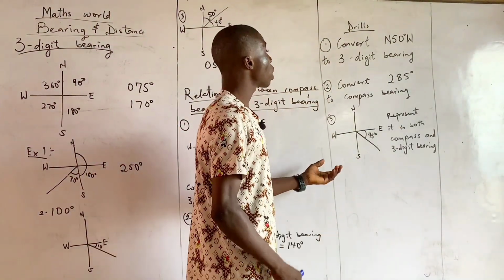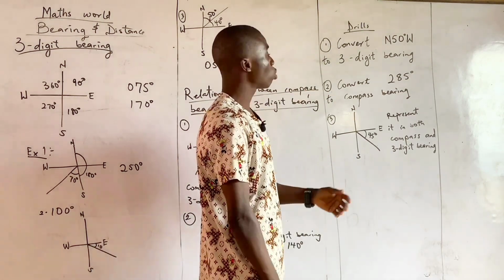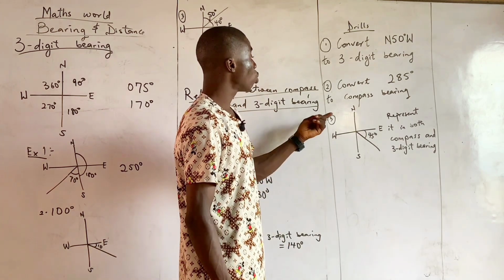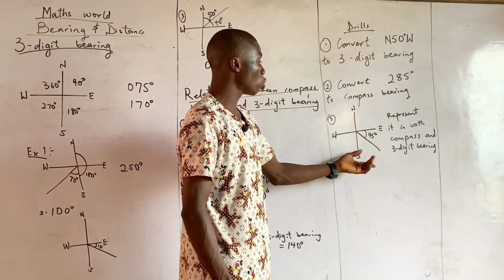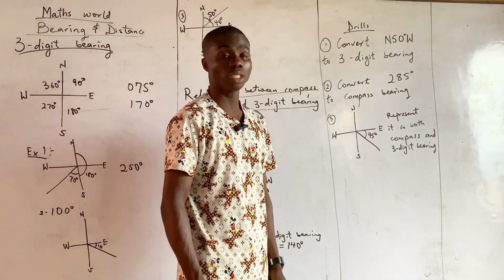Here are the top 3 questions for today. Convert north 50 degrees west to 3-digit bearing. Convert 285 degrees to compass bearing, and this also you are representing in both compass bearing and 3-digit bearing.